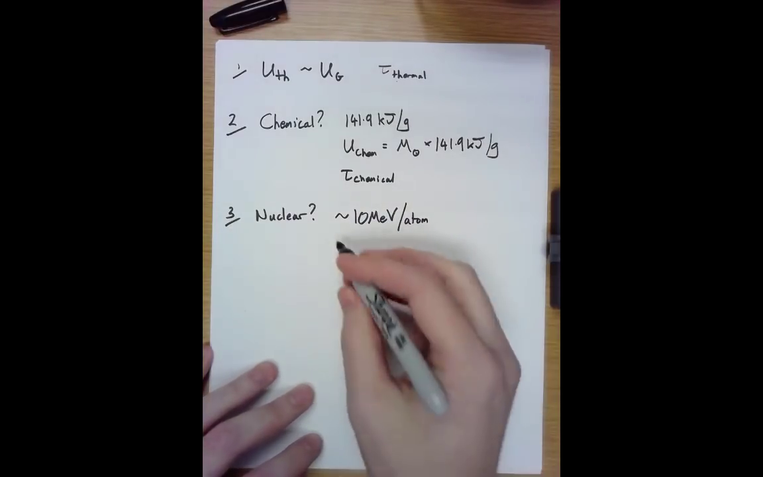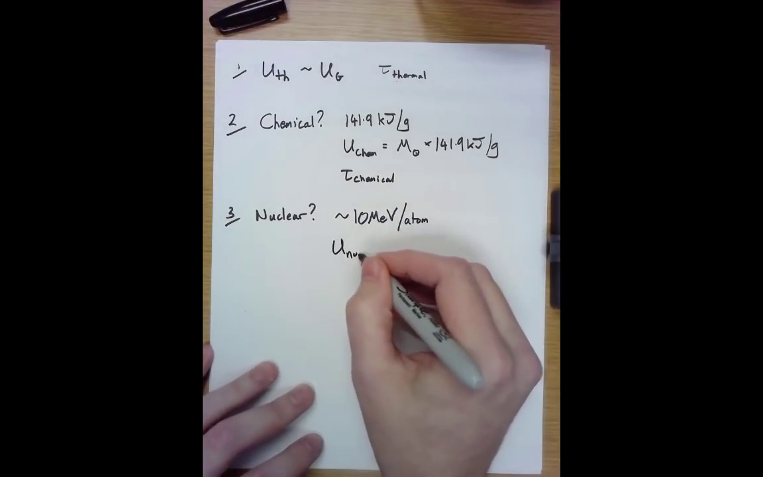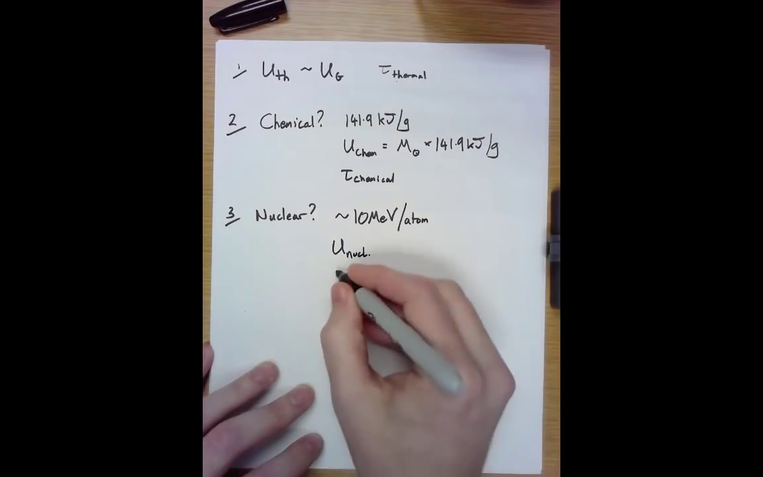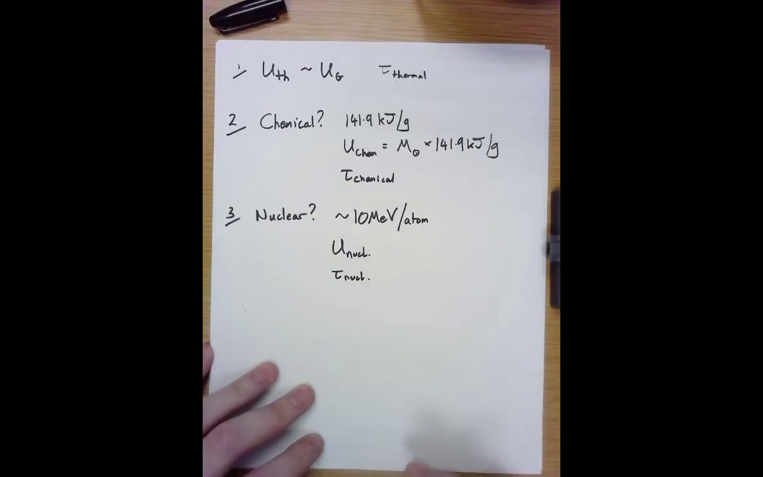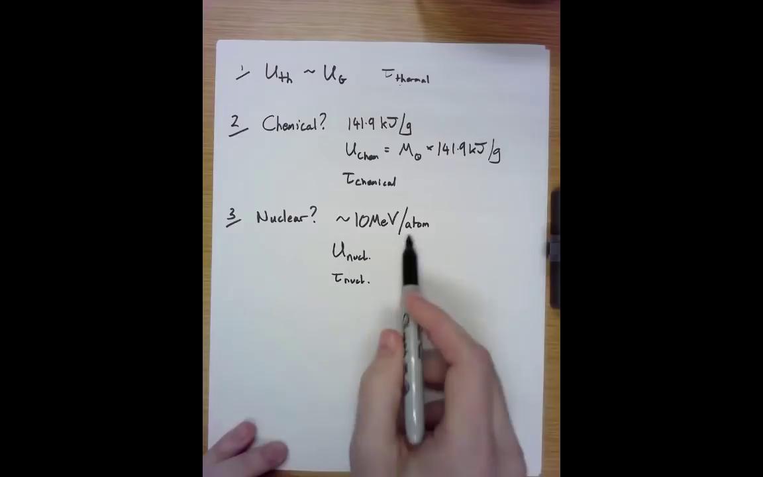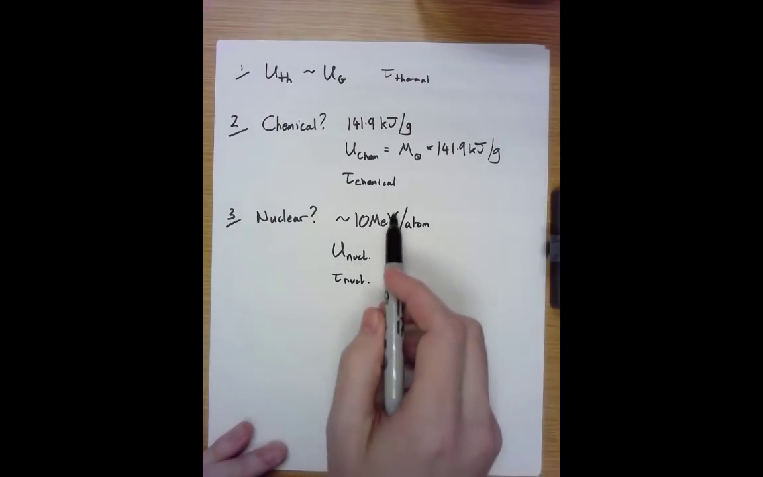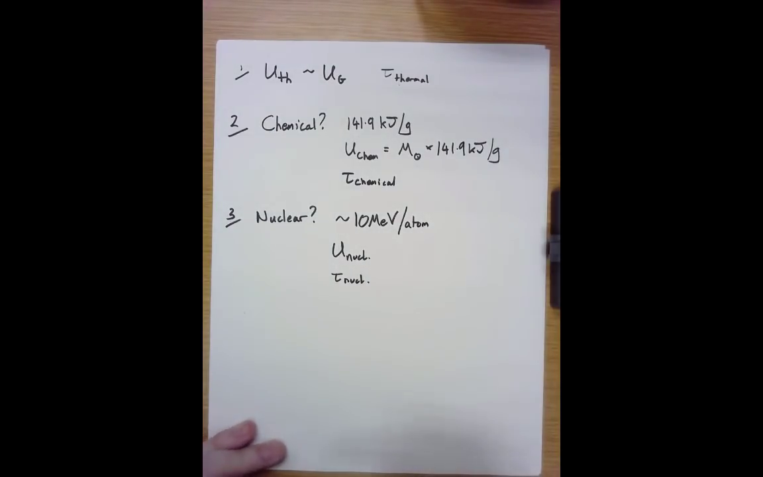So from this, you can derive the nuclear energy timescale and comment on its plausibility. Okay. Again, I will leave this as an exercise for you to extract U nuclear from this information and calculate tau nuclear.